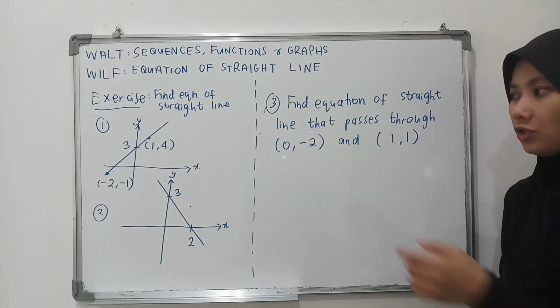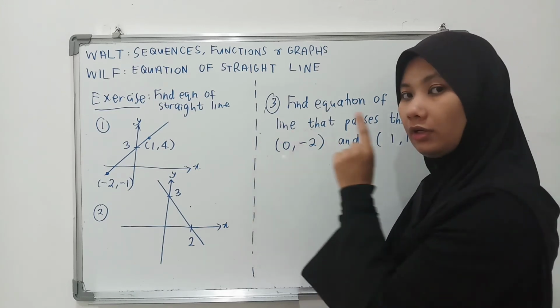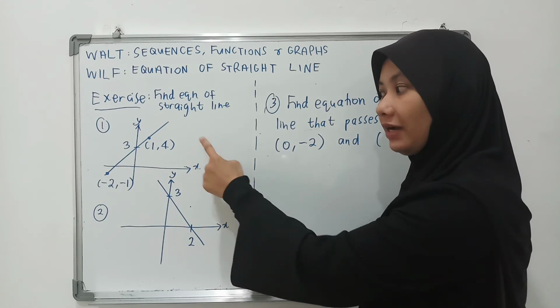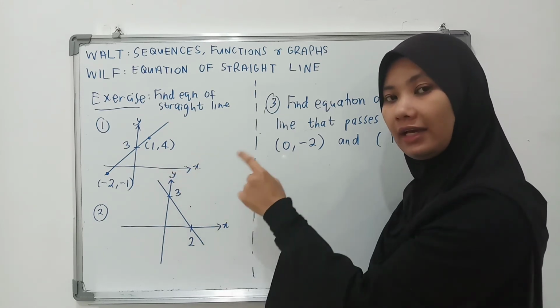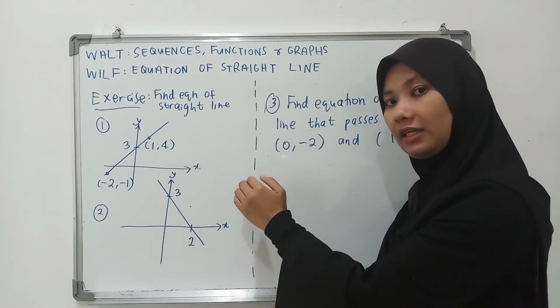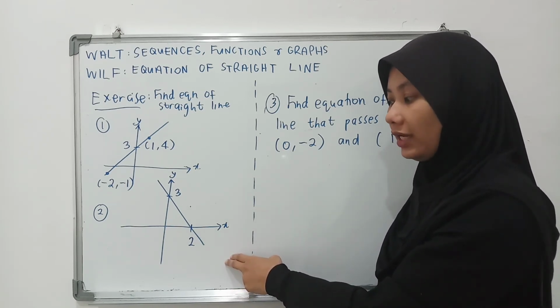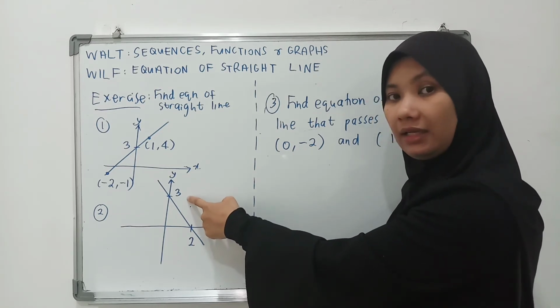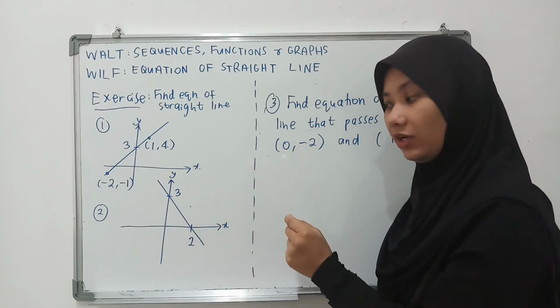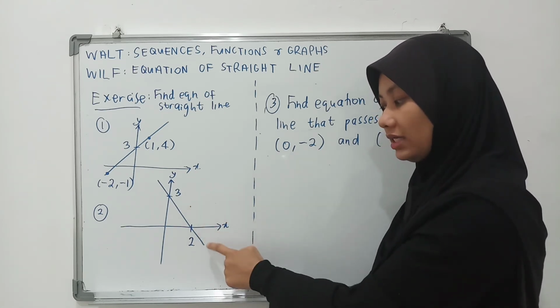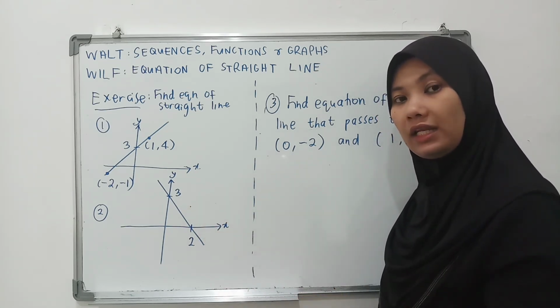Okay, so first question, equation of straight line, remember y equals mx plus c, identify c from there and then calculate the gradient, key in inside the equation. Second question, you need to find equation of straight line, identify c and then find what is the gradient. Now you need to know what is that coordinate, what is that coordinate in order to calculate the gradient.